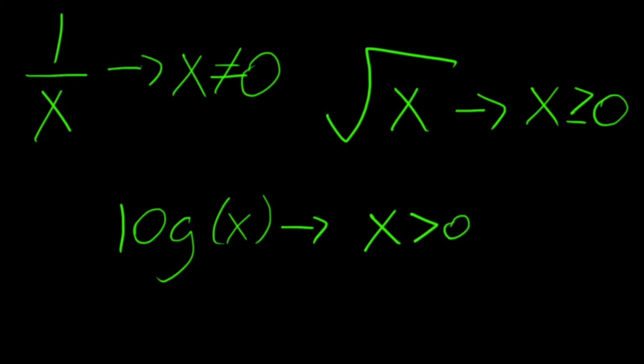One other example to look out for is in real-world situations, for instance distance or time, we cannot have a negative number, so that might also limit the domain. Let's take a look at some examples.